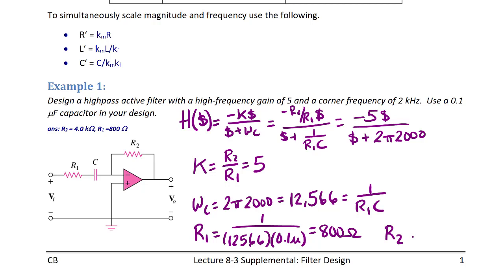And since K is equal to 5, R2 is going to equal 5 R1. So R2 is equal to 4,000 ohms.